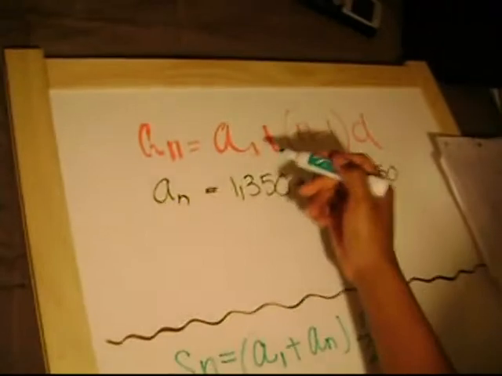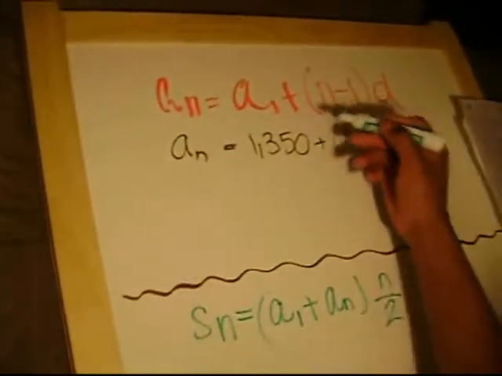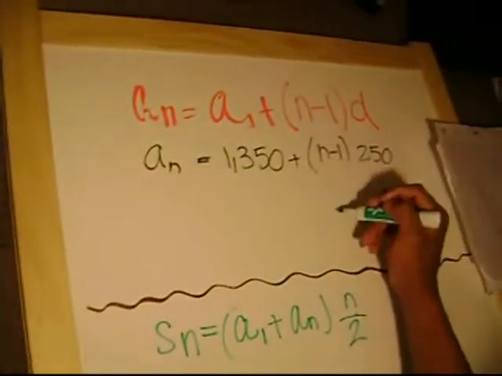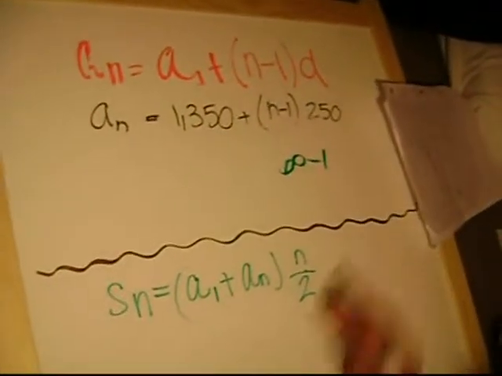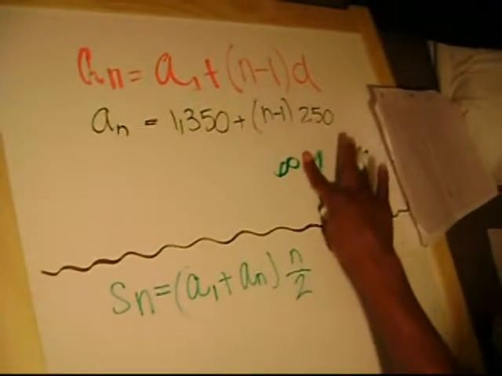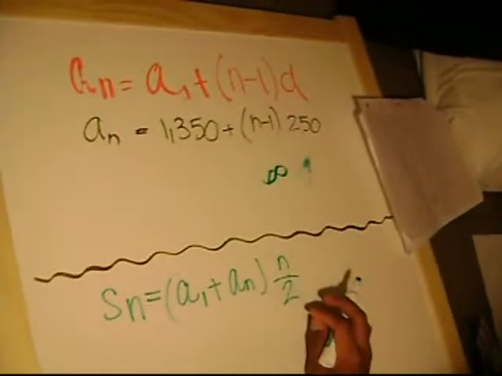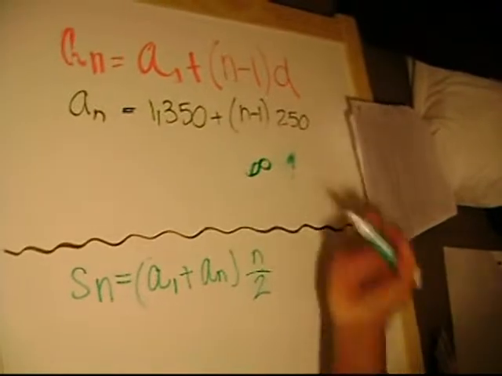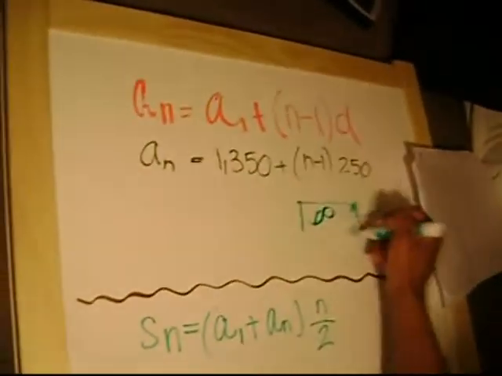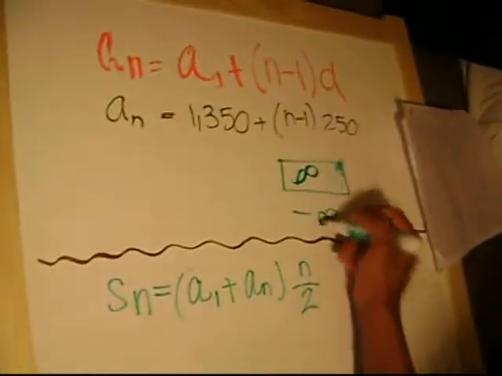To get an infinite series, you would just plug in infinity into A1, into N. So what's N? Infinity minus 1. Infinity. Correct. What's infinity times 250? Infinity. And plus 1,350? Infinity. So your final answer would just be infinity. The same would go for negative infinity.